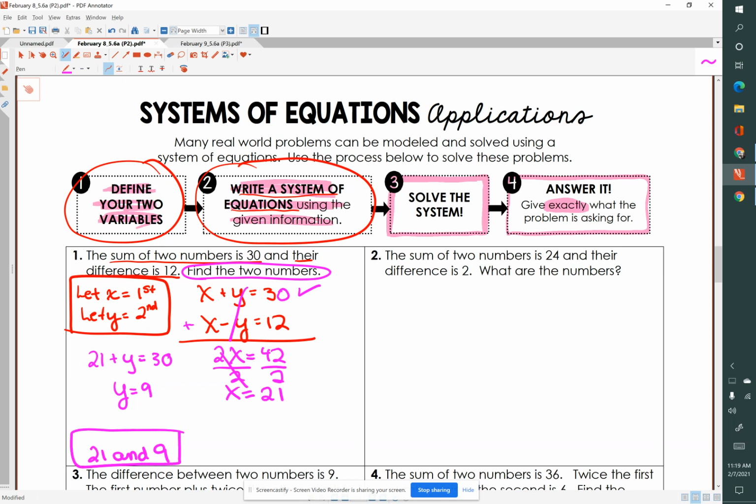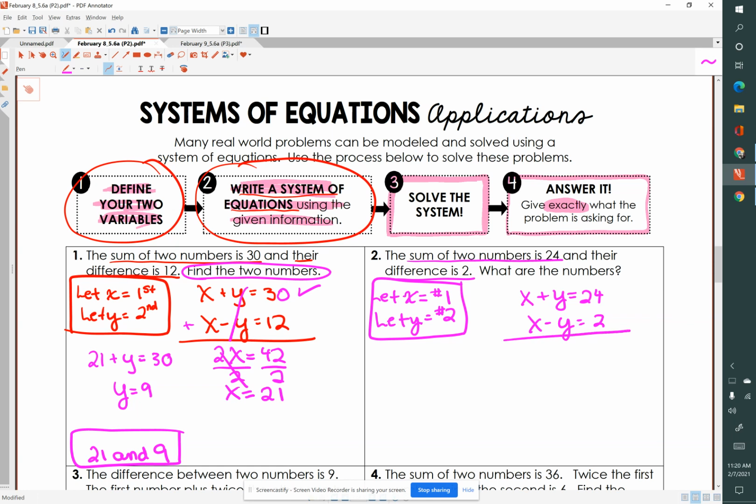For number 2, we are told that the sum of two numbers is 24 and their difference is 2. Let's start with an X box. So we're going to let X equal the first number, or number 1, and we're going to let Y equal the second number. There's my X box. Okay, so the sum is 24. X plus Y equals 24. The difference is 2. X minus Y equals 2.